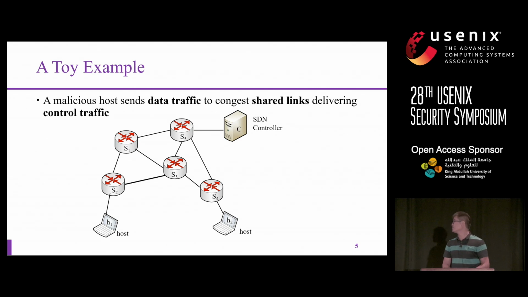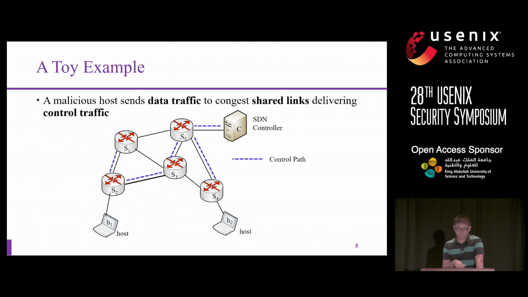Okay, let's first see a toy example. The main idea of the attack is that a malicious host sends data traffic to congest shared links that deliver both data and control traffic. Now let's see this figure. There are 5 switches, 2 hosts, and 1 SDN controller.